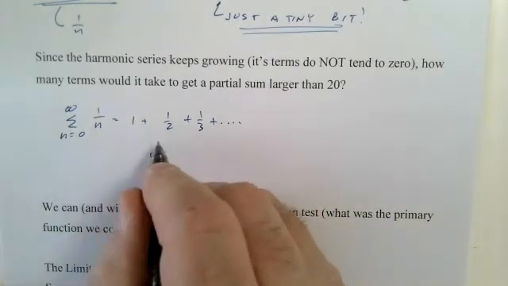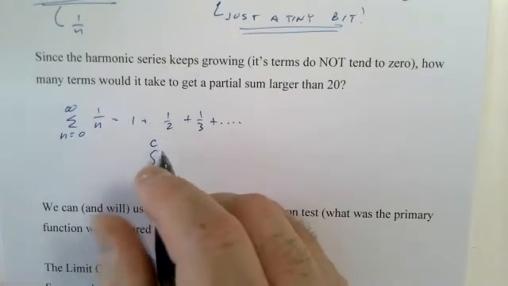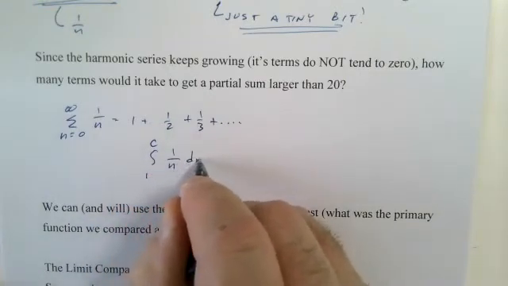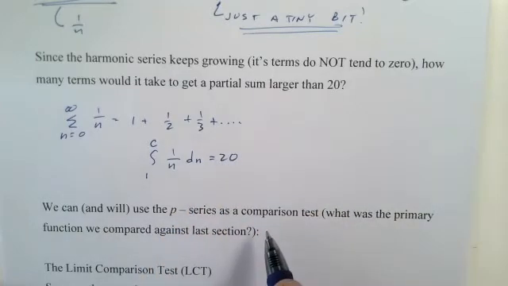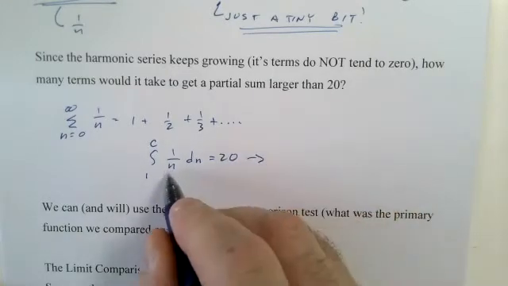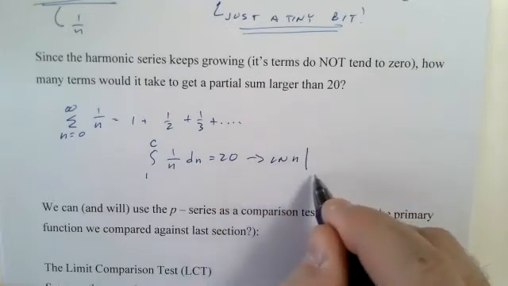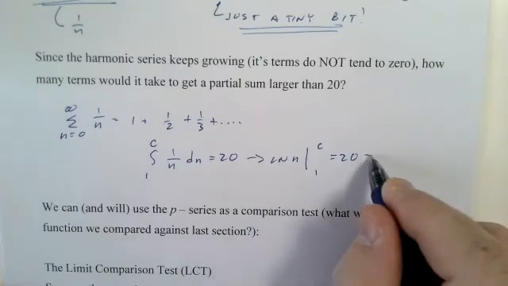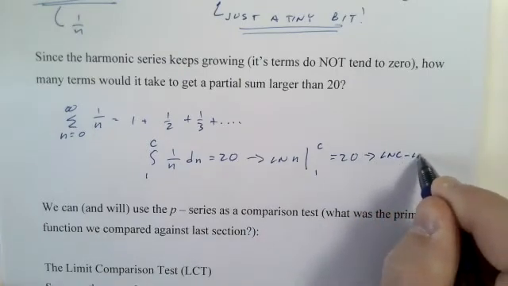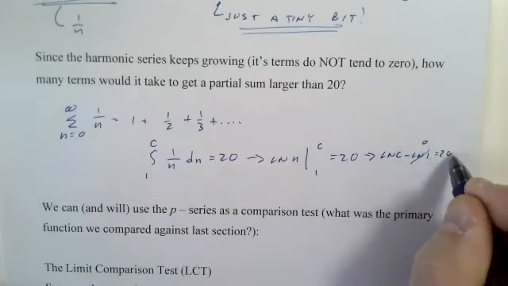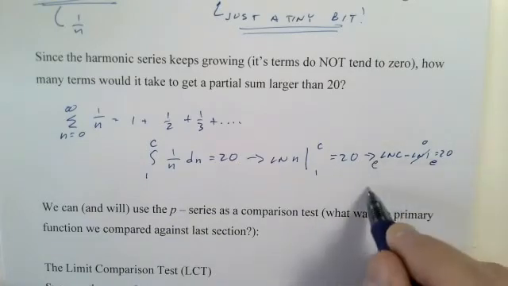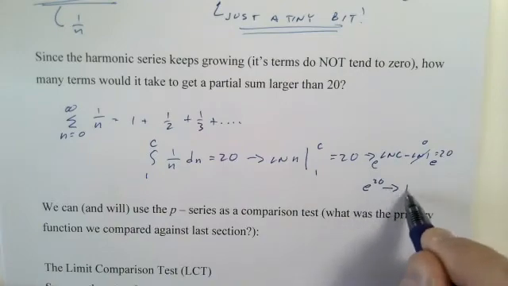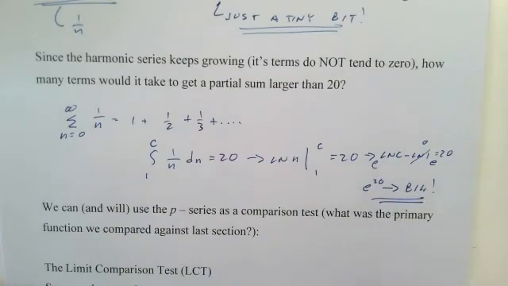The integral from 1 to some number, I'll call it c this time, of 1 over n dn equals 20. Well, that means natural log of n from 1 to c equals 20. Natural log of c minus natural log of 1, which is 0, equals 20. So c is e to the 20. Big. It's a massive number. Probably break your calculator if you put it in. Maybe, maybe not. But it gets there.